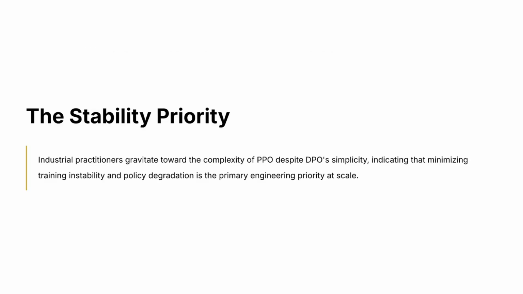So let's talk about this stability priority in more detail. The industry continues to prefer PPO over the simpler DPO, and that's more around stability, which is the priority for the industry. While DPO offers a cleaner, more streamlined approach, larger scale environments usually deal with enormous models, noisy feedback, and long training runs. Instability can quickly lead to a degraded policy or wasted compute. So even though DPO is conceptually elegant, practitioners consistently choose PPO because it minimizes the risk of catastrophic divergence.